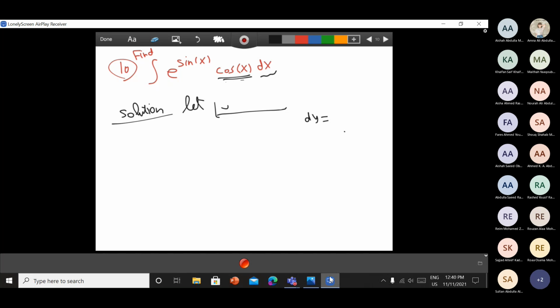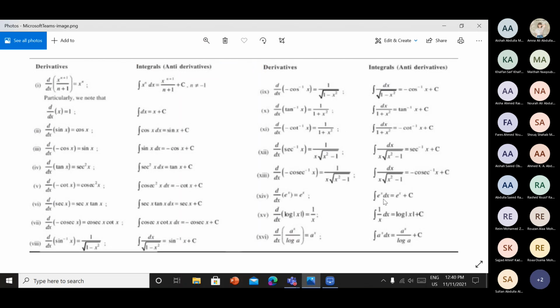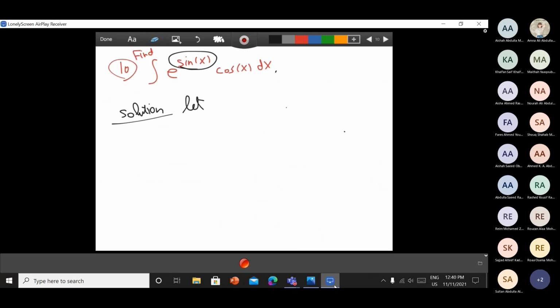I'm not thinking about the cosine. I'm thinking to get rid of this one by y or z or whatever symbol you are going to use. My problem is not with the cosine. My problem is with the sine in the exponential function, because in the table I have e to the x or y. I don't have sine or cosine in the exponential function integration. So my problem is the sine x. So I will let sine x be y. I substitute sine x by y.